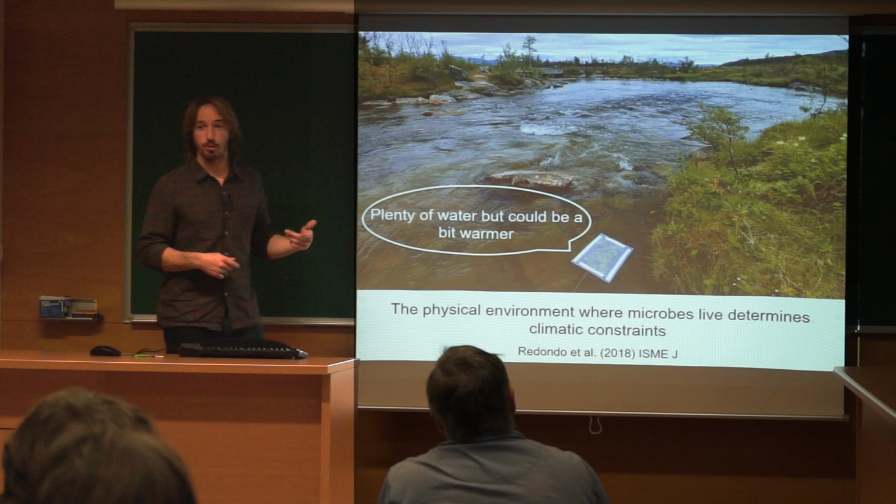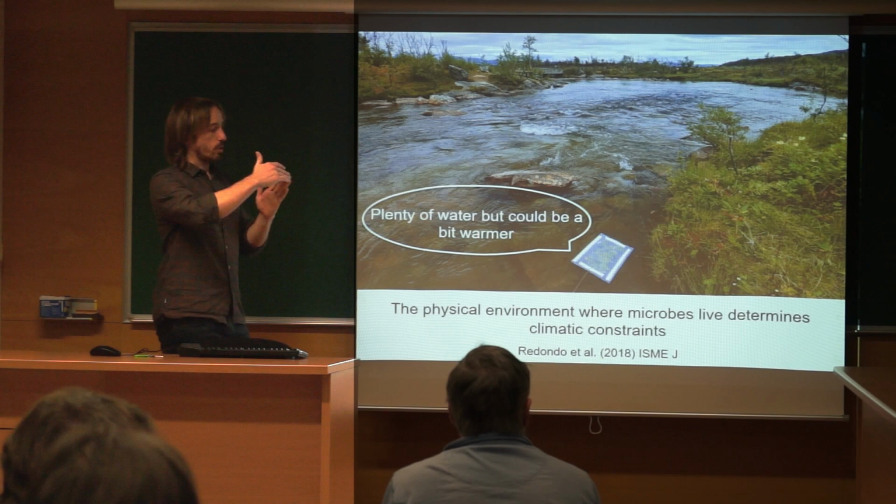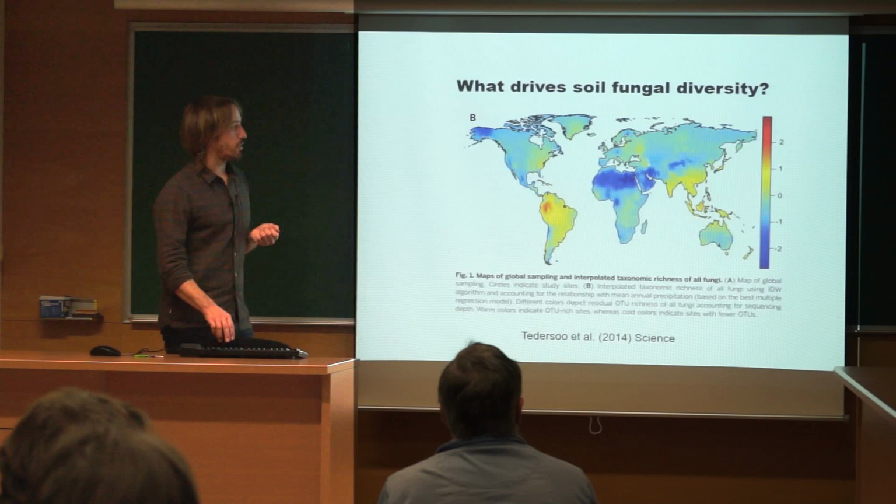But thinking again about this concept, that if you live in the water you will be more affected by temperature, perhaps in this kind of pathogens we can put a hierarchy: first comes water or precipitation, then comes temperature. And those would be sort of the organization of the climatic constraints.